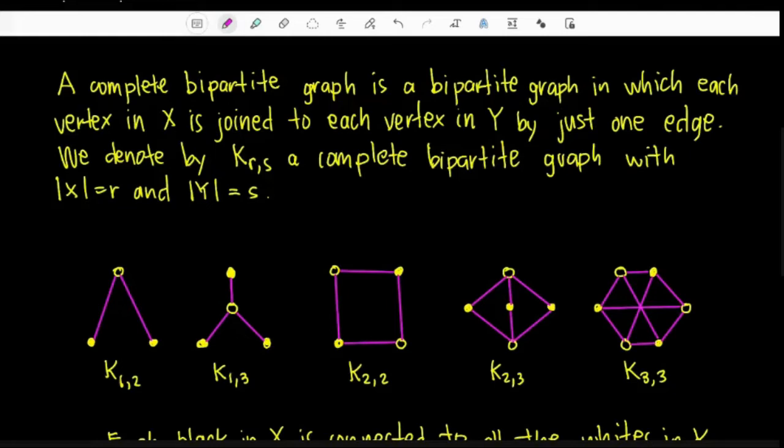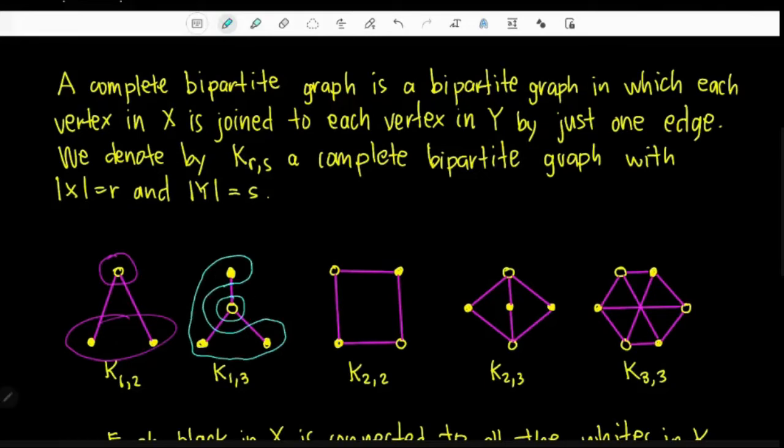These are a few examples of complete bipartite graphs. So this has one vertex on the first set and two vertices on the second set. So this is K_{1,2}. This is K_{1,3}, one black and three whites. If you want to draw it in the same manner as a bipartite graph, we can draw this black at the top and three whites at the bottom. So that's your K_{1,3}.